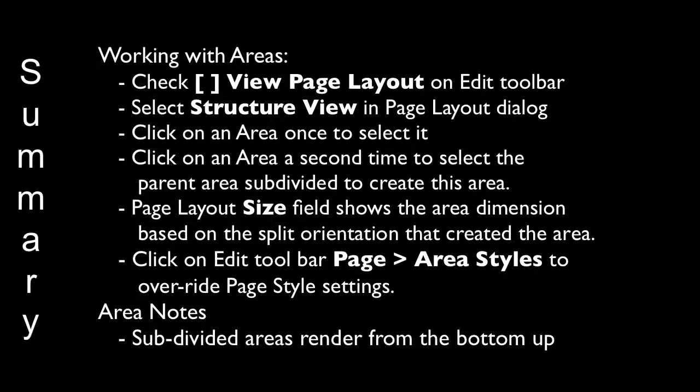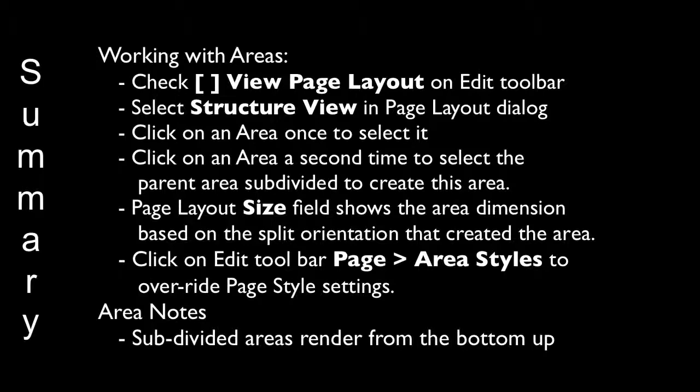Congratulations! You now know the basics of working with areas in WebPublish. To summarize what we learned in this lesson, the best way to work with areas, and the only way to change the properties of a subdivided parent area, is to open the page for editing and click View Page Layout on the Edit toolbar, and use the Structure View option on the Page Layout dialog.